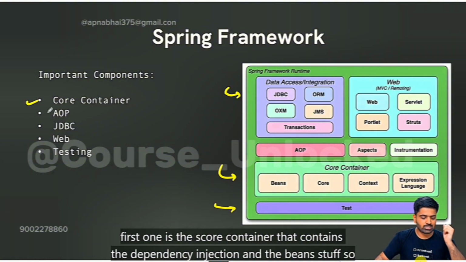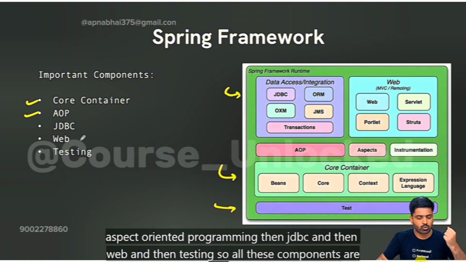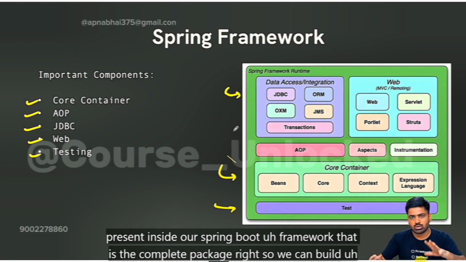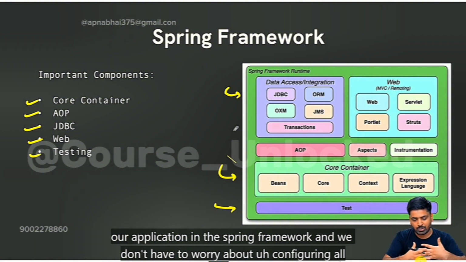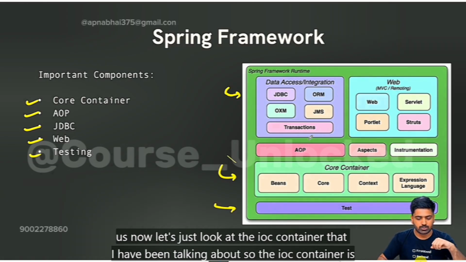Let's look at the important components that we are going to cover in this course. The first one is the core container, which contains the dependency injection and the beans stuff, and we'll look at this in the coming module. Then we have AOP, which stands for aspect oriented programming, then JDBC, then web, and then testing. All these components are present inside our Spring Boot framework. That is the complete package. So we can build our application in the Spring framework, and we don't have to worry about configuring all this stuff or writing the code for it, because it has already been created for us.